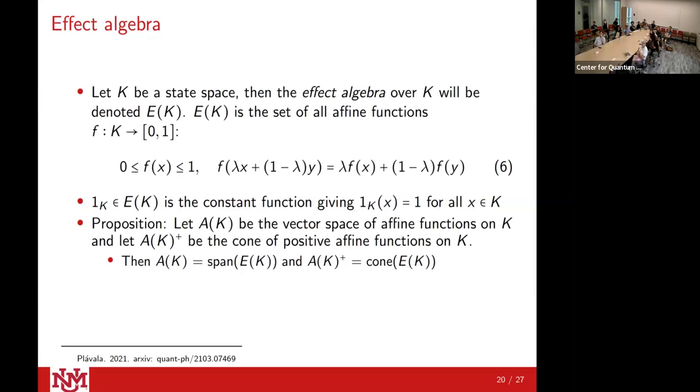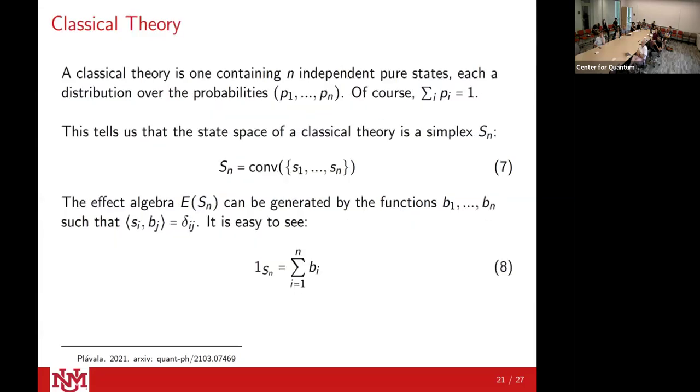Right, okay, then the proposition is that we can define A(K) as the vector space of affine functions on K, and A(K)† is the cone of positive affine functions on K. So when people talk about a probability cone, A(K)† is what they're talking about. And then you can prove that A(K) is the span of the effect algebra, and the positive affine cone is the cone of the effect space, the effect algebra space. Anyway.